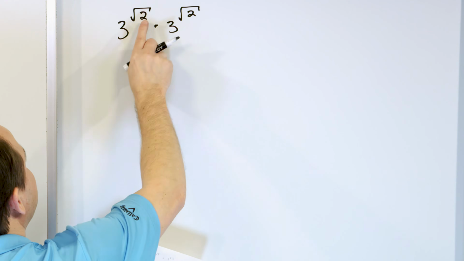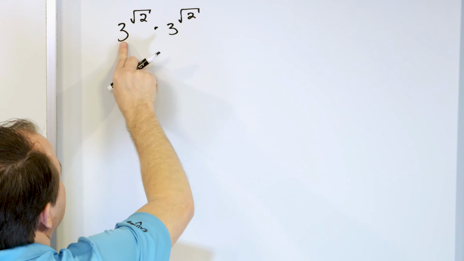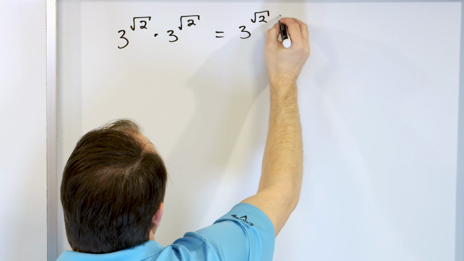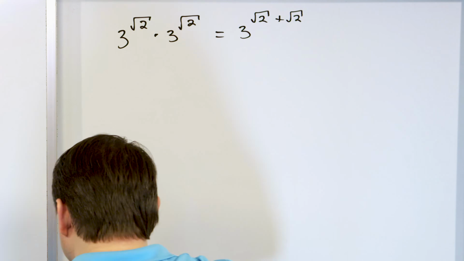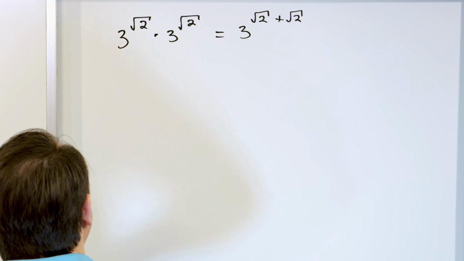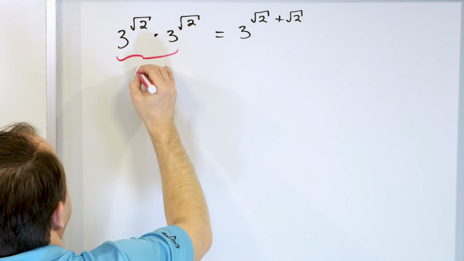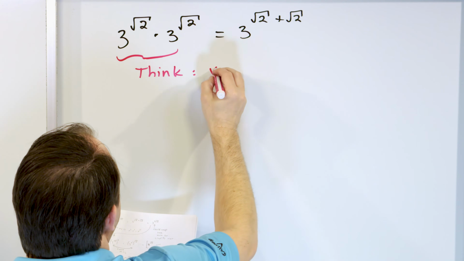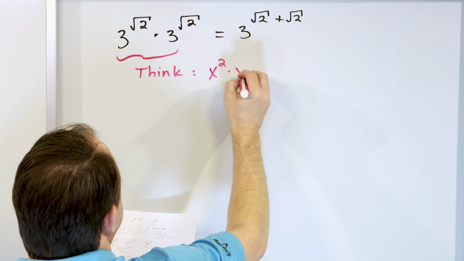So here you have 3 to a power, 3 to a power, the bases are the same, so you can add these exponents together. Square root of 2 plus the square root of 2. How do I know I can do that? I want you to think. This is exactly the same as x squared times x cubed.